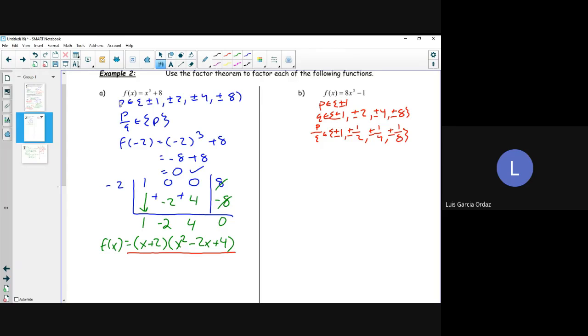I'll give you guys a couple seconds or minutes to figure that one out. And whoever has the answer, just let me know in the chat.